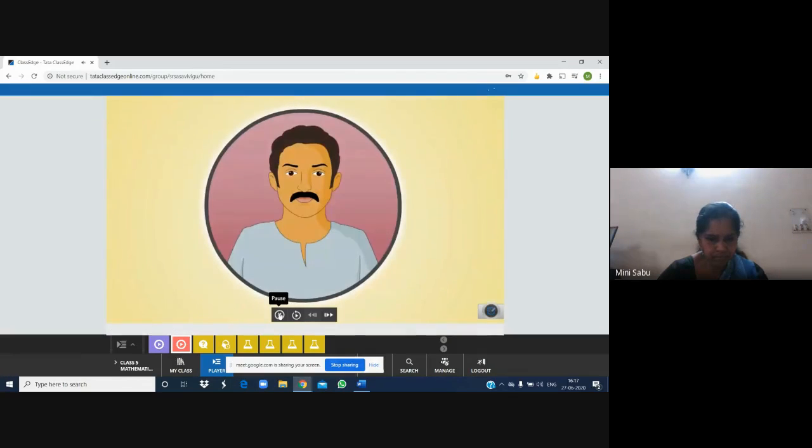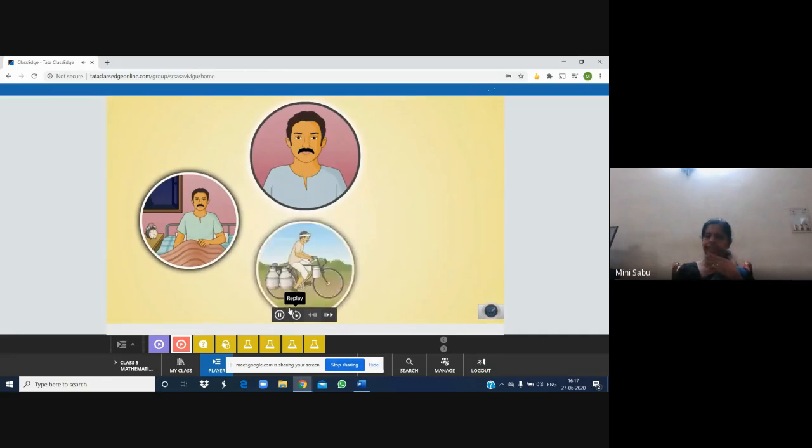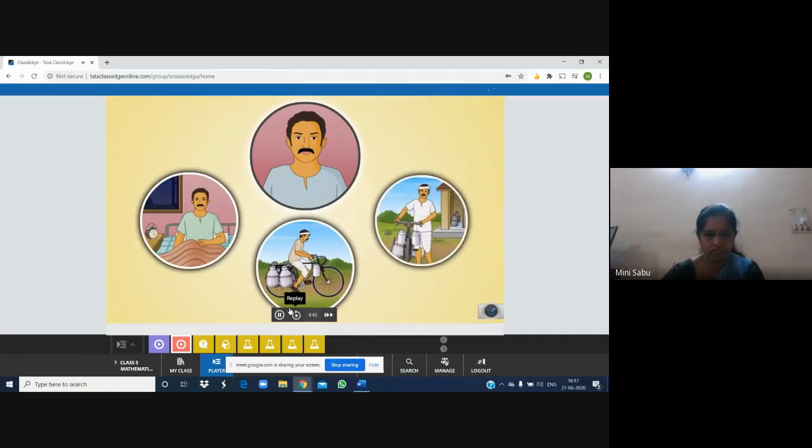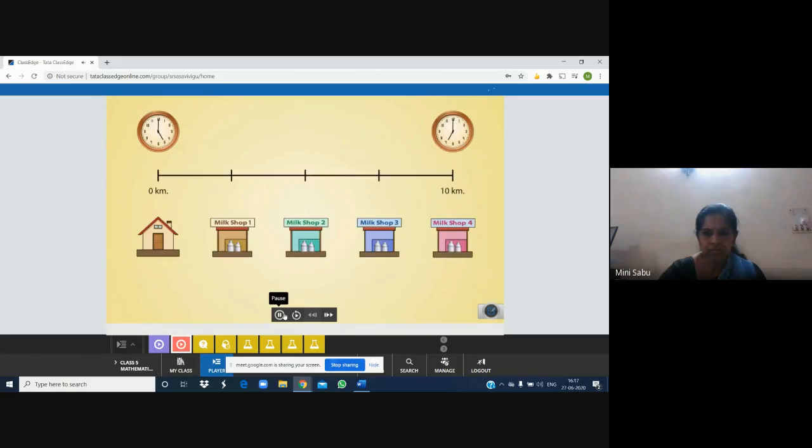Meet Kishori Lal the milkman. He wakes up early in the morning and delivers milk to 4 of the local milk shops down the road. He starts from his house at 5 o'clock and he reaches the last milk shop at 7 o'clock. The last shop is 10 kilometers from Kishori Lal's house, and the shops are located every quarter of this distance. Let's check out each of the shops that Kishori Lal goes to.